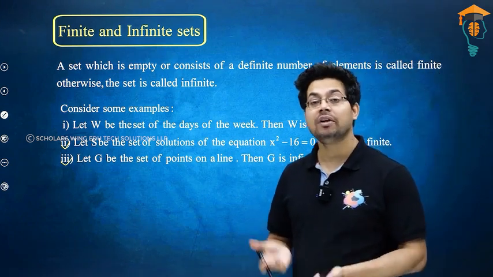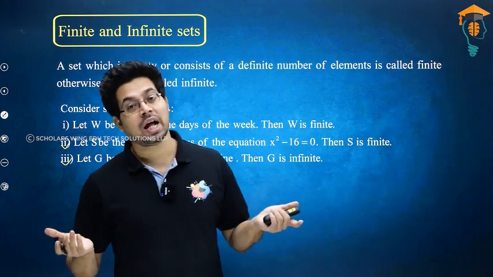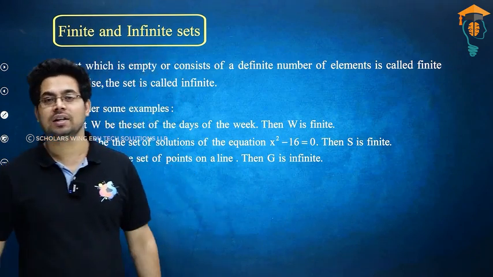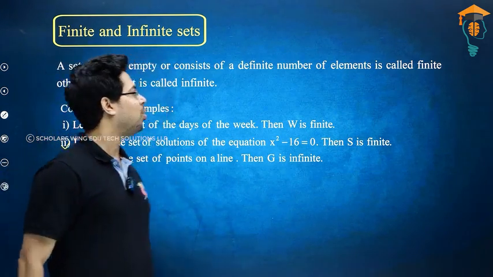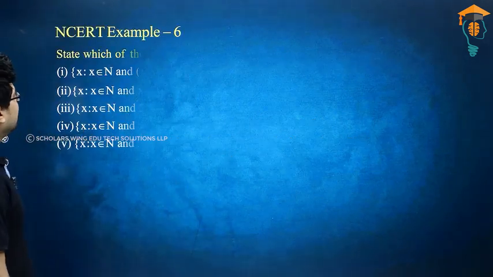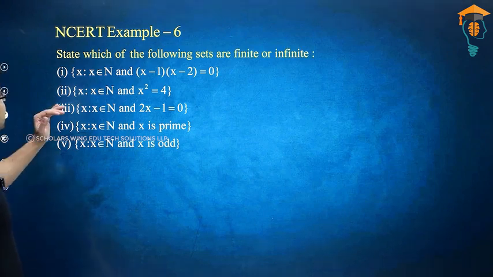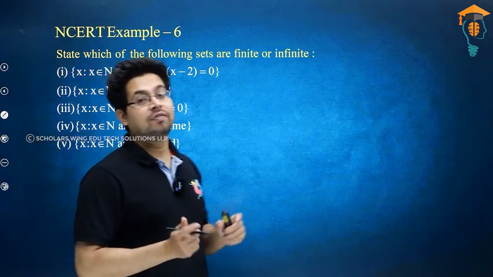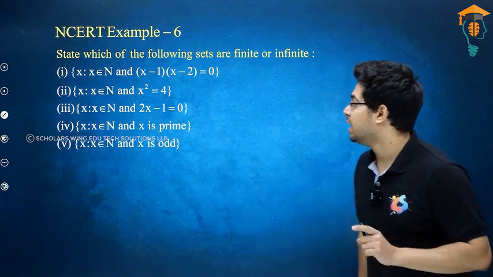Of course, infinite number of points. So G has to be an infinite set. That's it. Fine? All right. Now here, we need to state which of the following sets are finite and which are infinite.